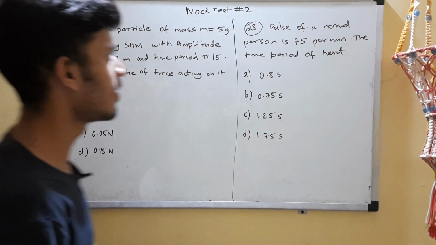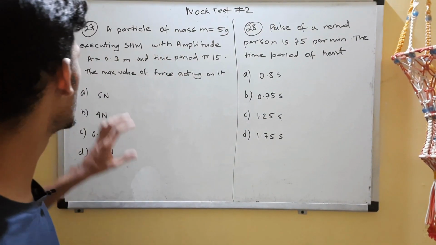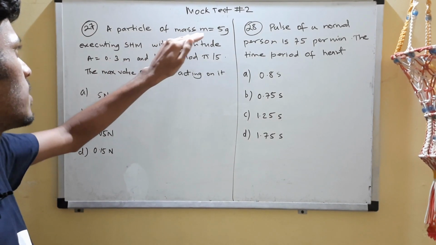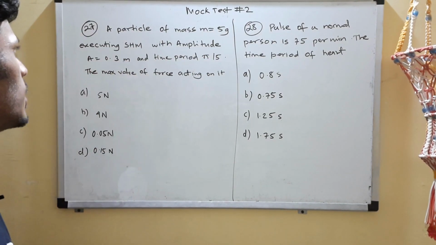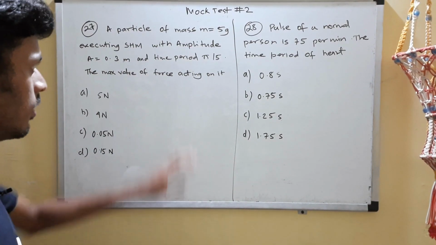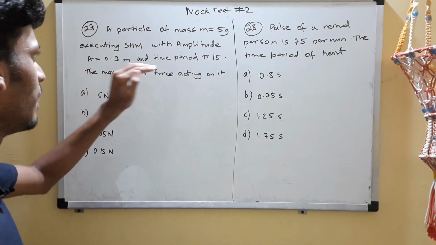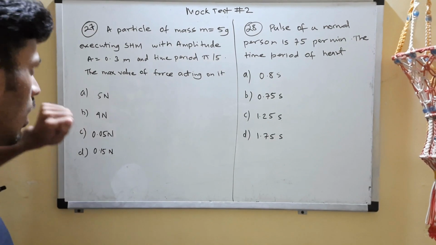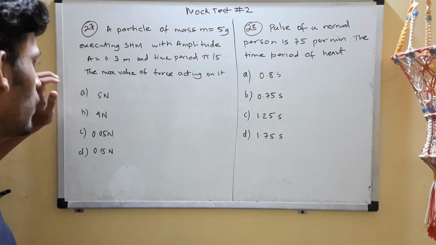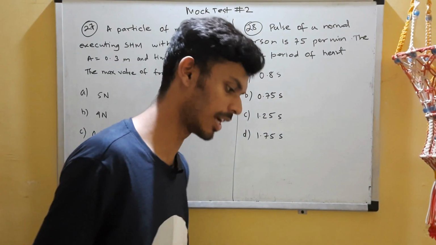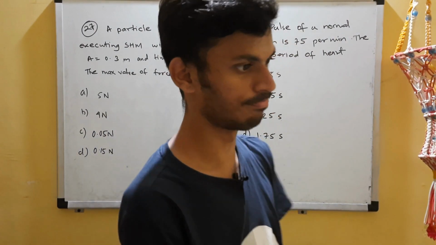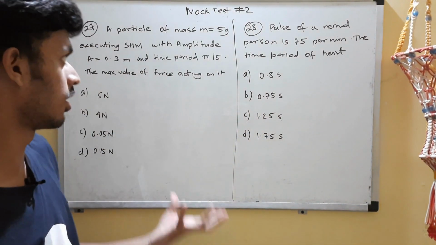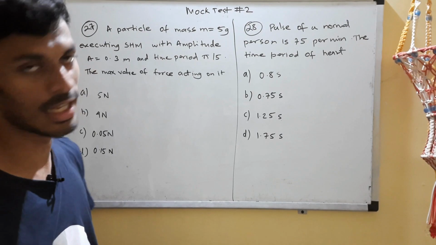So for now, let's move to the next question. Questions 27 and 28 over here. In 27, we have a mass of 5 grams, which is executing SHM. The amplitude of the SHM is 0.3 meters, and the time period of this SHM motion is pi by 5. You are supposed to find the maximum value of the force that can act on this block or the mass during its SHM motion.